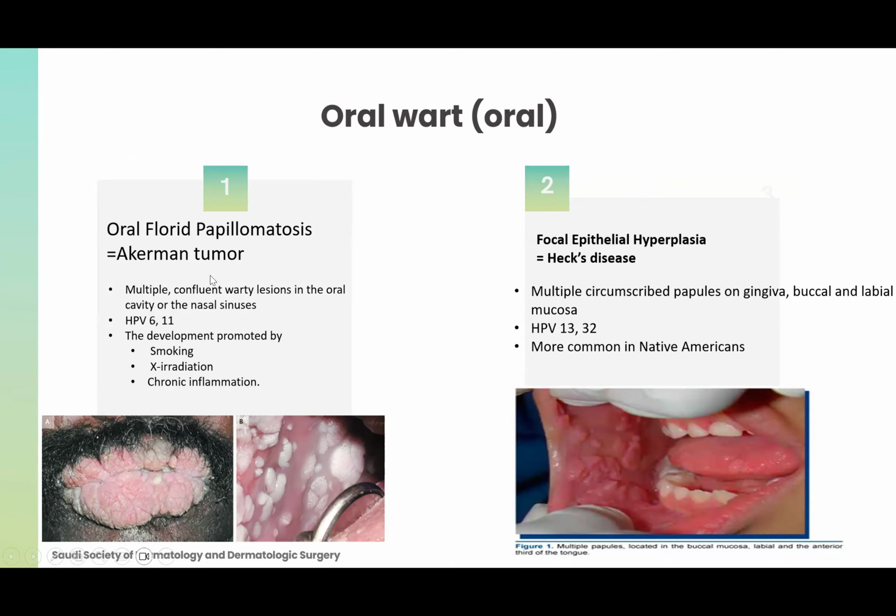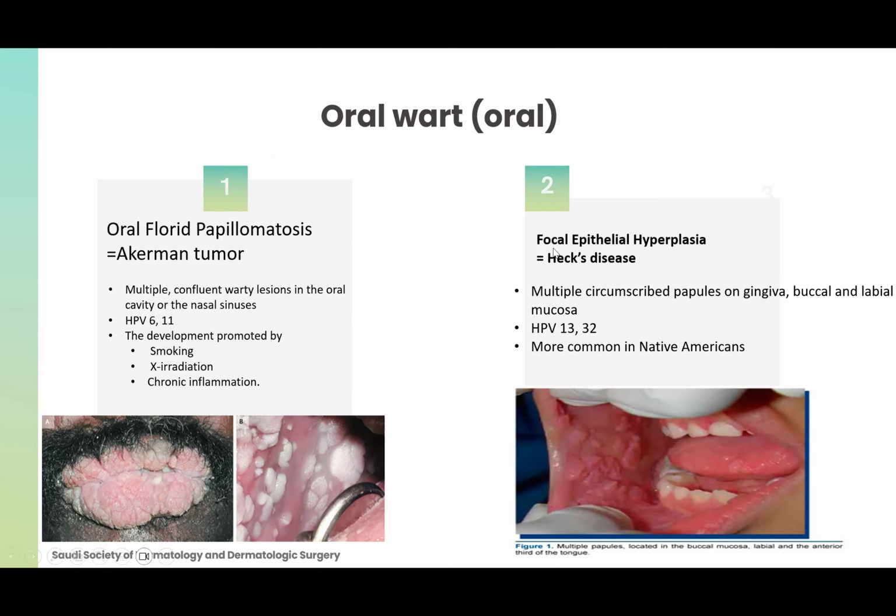So, in terms of Ackerman tumor, it's characterized by multiple confluent wart lesions on the oral cavity or over the nasal sinus. Most of the time, again, caused by HPV 6 or 11, and smoking, radiation, and chronic inflammation are risk factors to have oral florid papillomatosis.